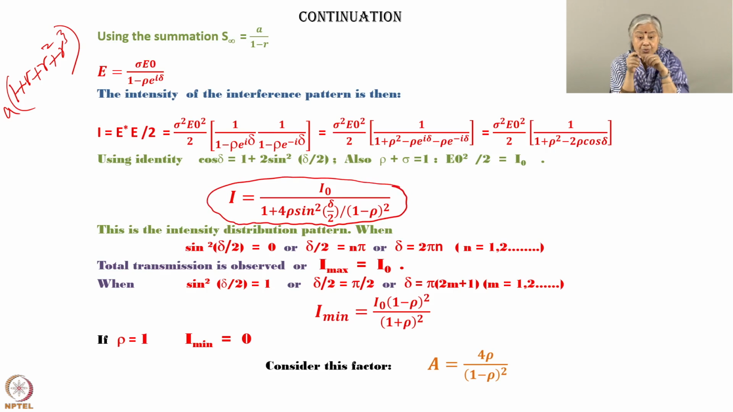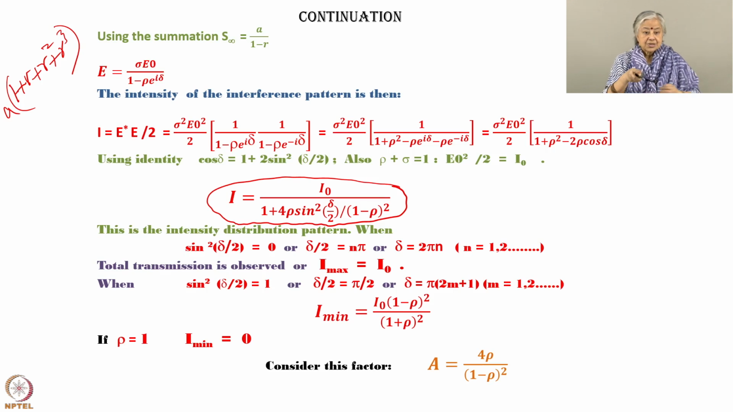Now, when sine square delta by 2 is equal to 0, this will give you some intensity pattern, and the moment there is a sine term, it is definitely an undulating pattern. That means bright spots, dark spots, bright spot, dark spot, bright spot. So, it is an undulating pattern. You can very well imagine an interference pattern like that.